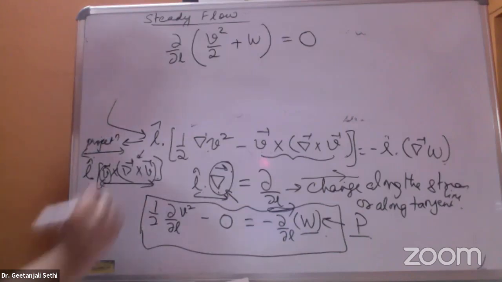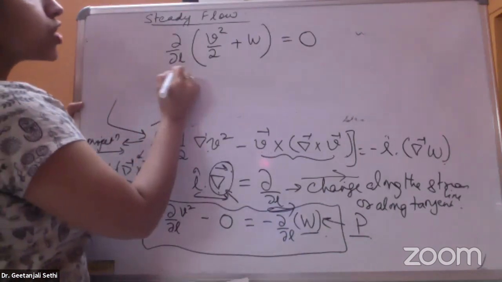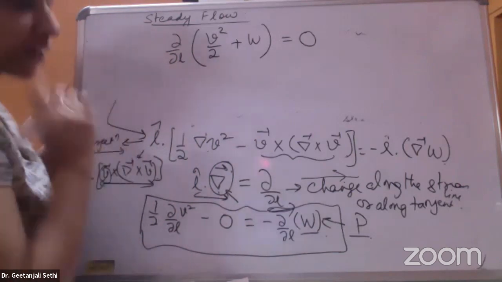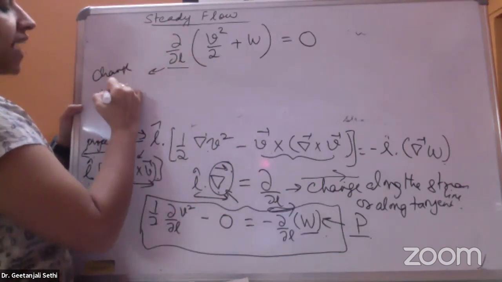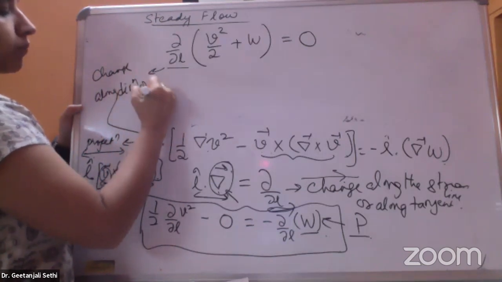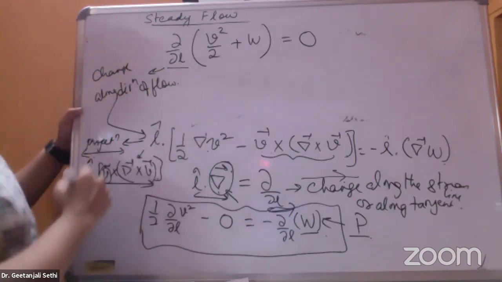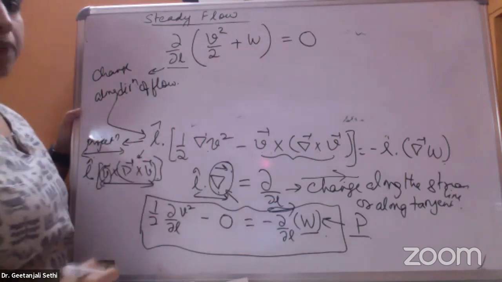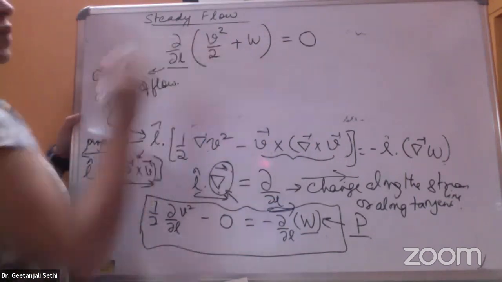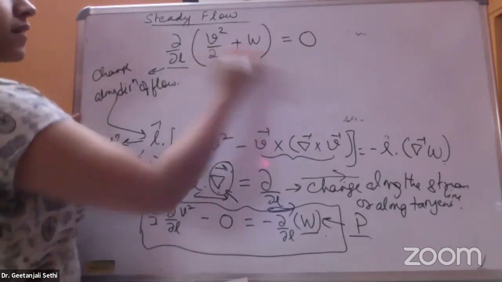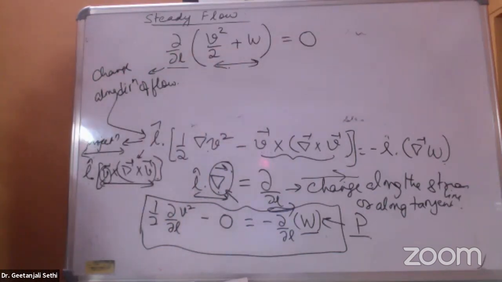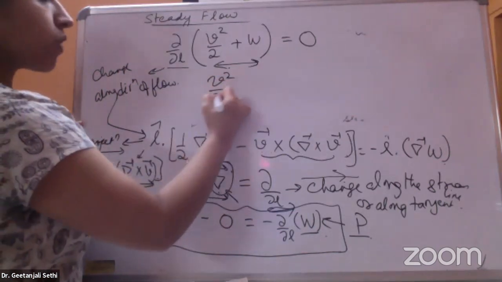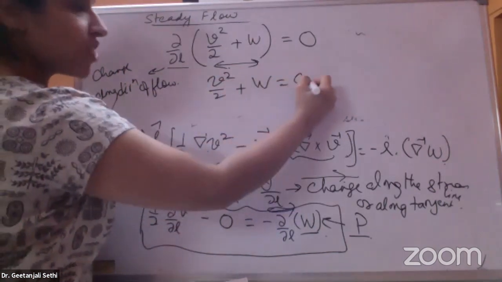What does this mean? This represents change along the direction of flow. And there is this quantity in the bracket. What does this equation mean? This equation means that the change of this quantity along the direction of flow is 0. So what does this mean? That this quantity doesn't change.